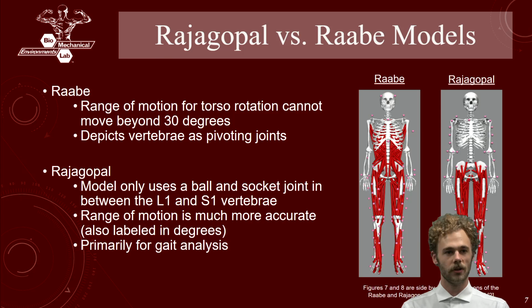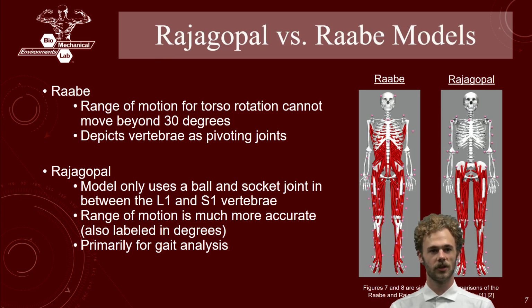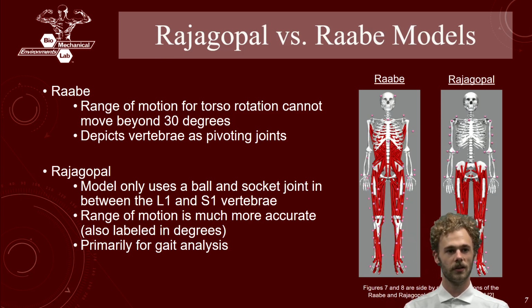So, as you look at the 2 models, you can initially observe that the Robby model, the one depicted on the left, is much more complex than the Rajagopal model on the right. Although much more detailed, the Robby model restricts its motion way before a quarter turn of the body. However, it does a great job of limiting the lumbar vertebrae movement with pivoting joints. That is, joints that allow for rotation in between 2 cylindrical bones.